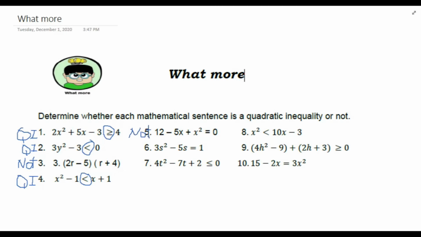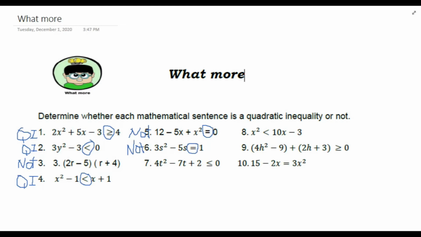Why? Because the separation symbol is an equal sign. So meaning this is not a quadratic inequality but rather a quadratic equation. Number 6, also not a quadratic inequality because of the equal sign.